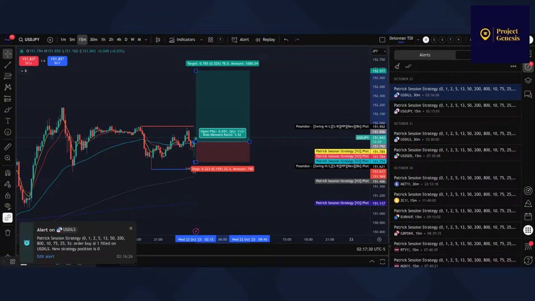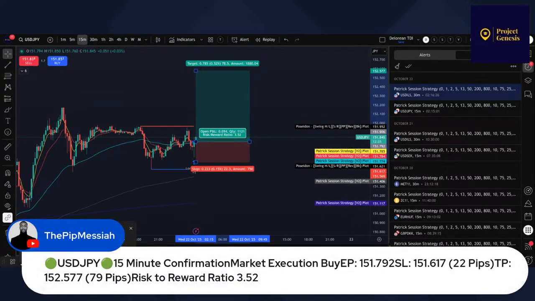And here's your first call of the night. United States dollar versus Japanese yen. 15-minute confirmation. Market execution buy. Entry price is 151.792. Stop loss is 151.617 for 22 pips. Take profit is 152.577 for 79 pips. And a risk to reward ratio of 3.52.